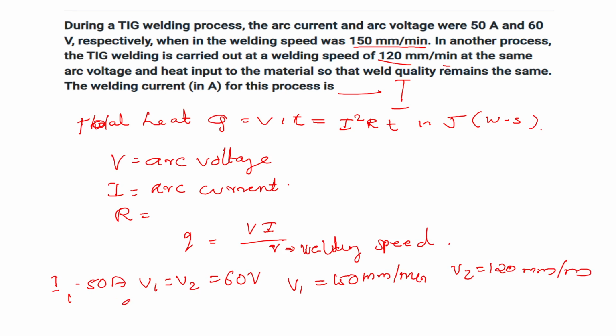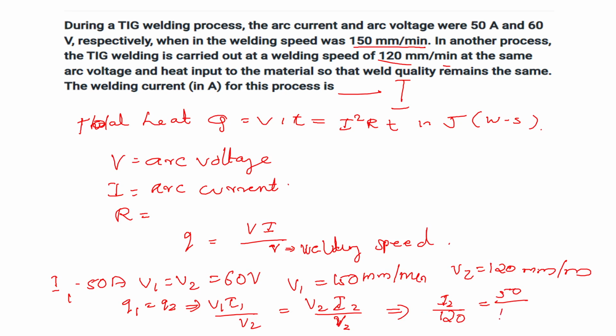Now we know that Q1 is equal to Q2. Then you have to substitute: V1 I1 divided by v1 is equal to V2 I2 divided by v2. From there, you have to calculate I2 divided by 120 is equal to 50 divided by 150. From there, you will get the value of I2, that will be 40 ampere. That will be the welding current for the process.